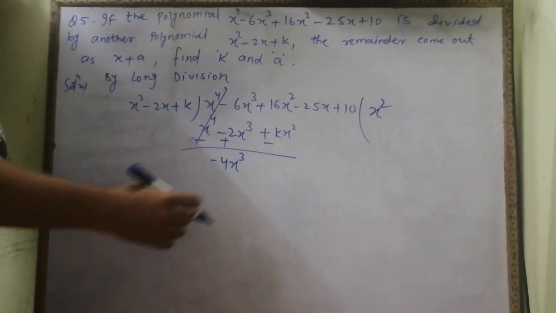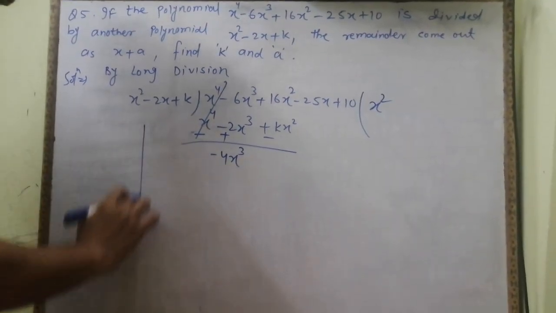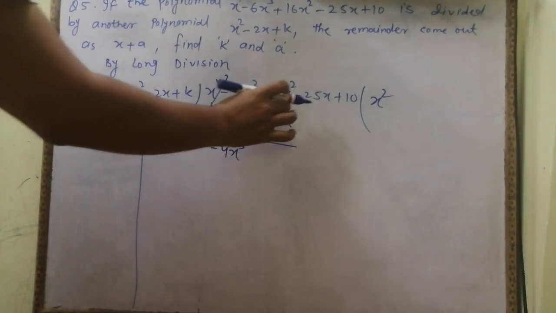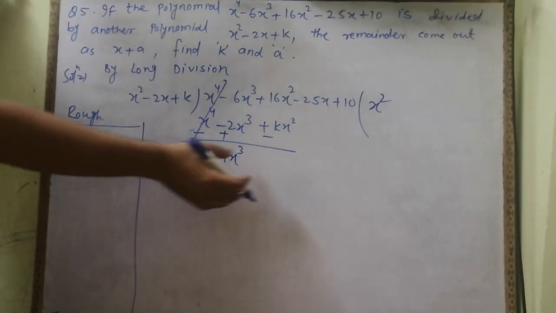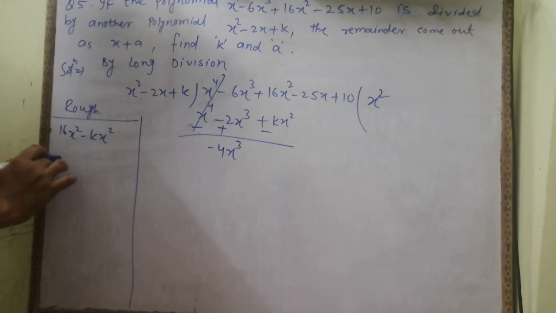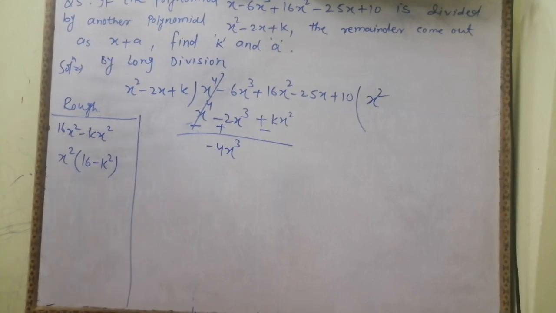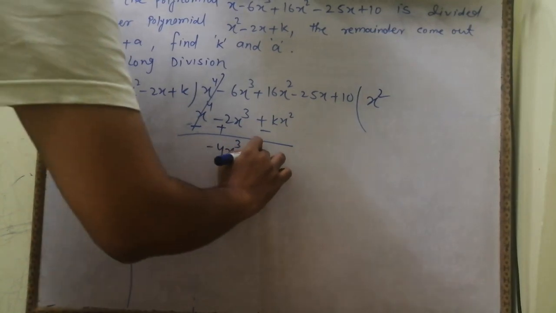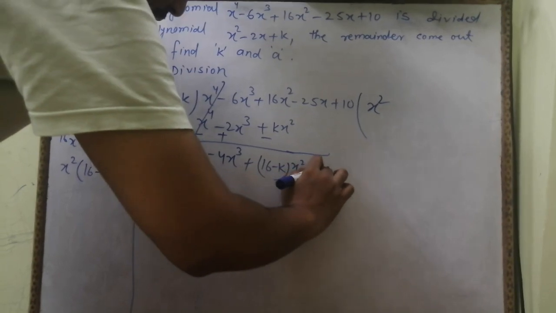Here I suggest that if you are unable to subtract this, then go for rough work. In rough work first write 16x square, then minus kx square. Take x square common: it will be 16 minus k, with a plus sign because the x square sign is plus, so 16 minus k into x square, and then minus 25x.